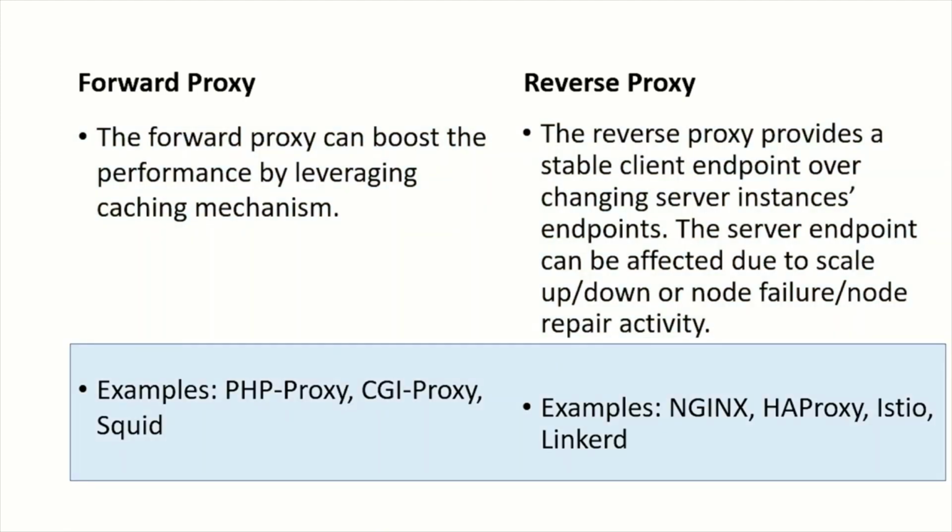Examples of forward proxy are PHP proxy, CGI proxy, and Squid. And examples of reverse proxy are Nginx, HAProxy, Istio, and Linkerd.